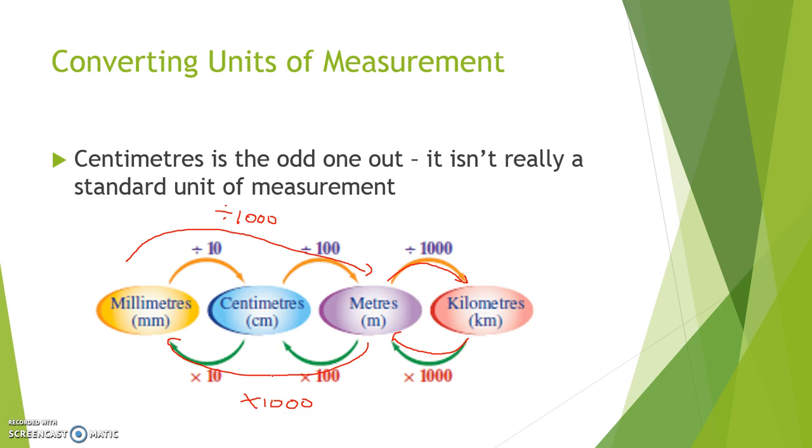Okay, so when we go from a smaller unit to a bigger unit, we're actually decreasing the magnitude. So that's why we're dividing. When we go from a bigger unit, like kilometers to meters, we're multiplying, because we need more of those to make up one of those kilometers. So they're the sorts of things you need to remember. Let's go on to the next bit.